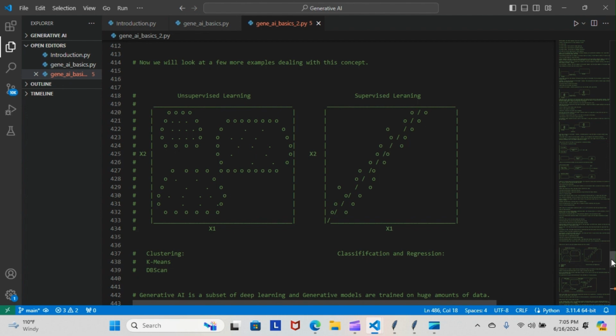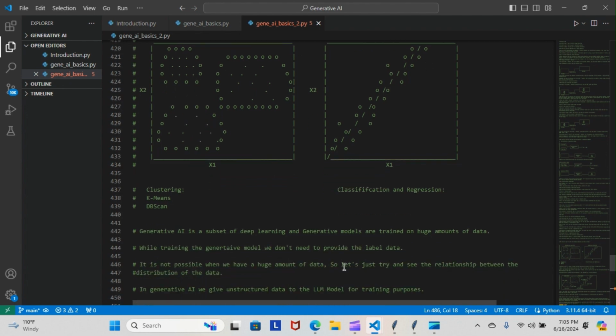So yeah, moving on. This is a brief explanation. Generative AI is a subset of deep learning, as we said repeatedly, and generative models are trained on huge amounts of data. While training a generative model, we don't need to provide labeled data. It is not possible when we have a huge amount of data. So let's just try and see the relationship between the distribution of the data. Now, in generative AI, we give unstructured data to the LLM for training purposes.